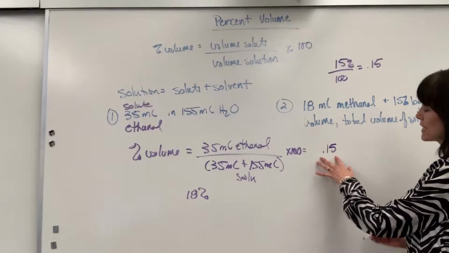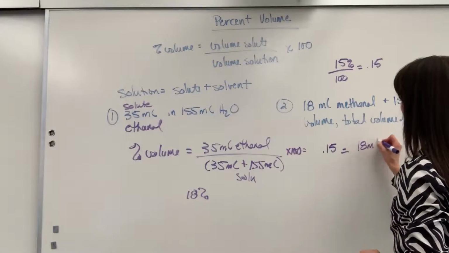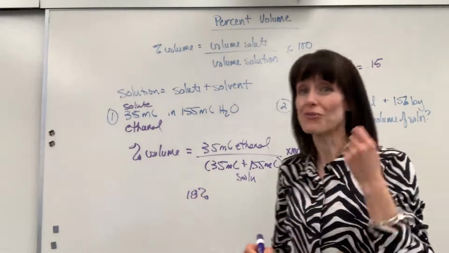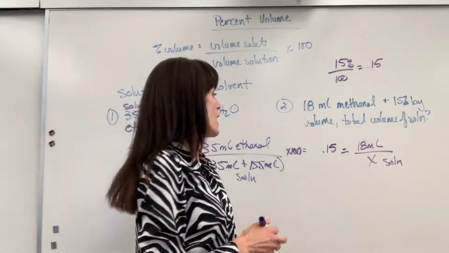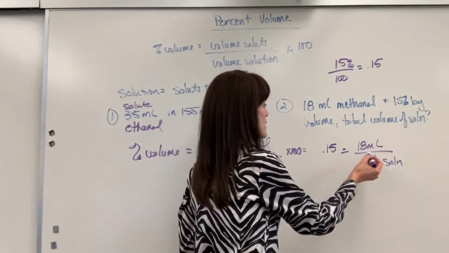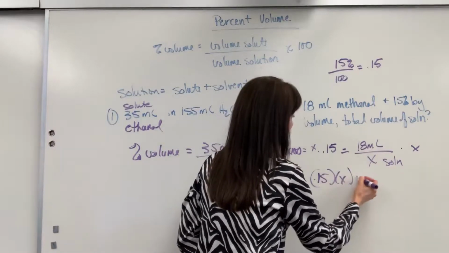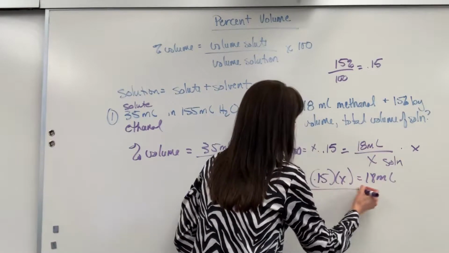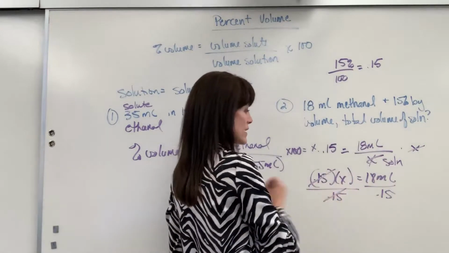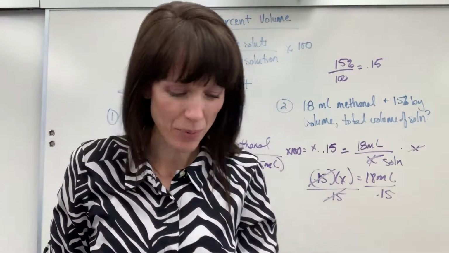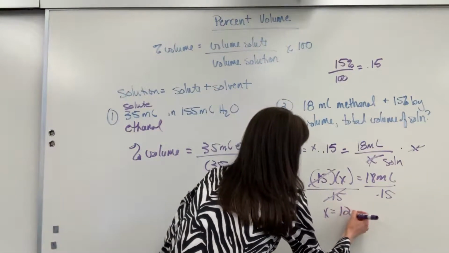So that decimal right there is going to equal the volume of the solute, the 18 mils, divided by the total volume of the solution. I'll put a note right here: that's going to be for the whole solution. So I'm going to go ahead and multiply both sides by x. We'll get 0.15 times x equals 18 mils. Then divide by 0.15. Notice the x cancels there and the 0.15 cancels here. We do that math, 18 divided by 0.15, and x equals 120.